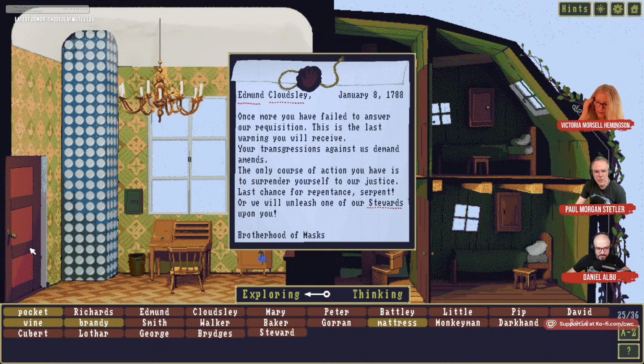Edmund Cloudsley, January 8th, 1788. Once more you have failed to answer our requisition. This is the last warning you will receive. Your transgressions against us demand amends. The only course of action you have is to surrender yourself to our justice. Last chance for repentance, serpent, or we will unleash one of our stewards upon you. Brotherhood of Masks.